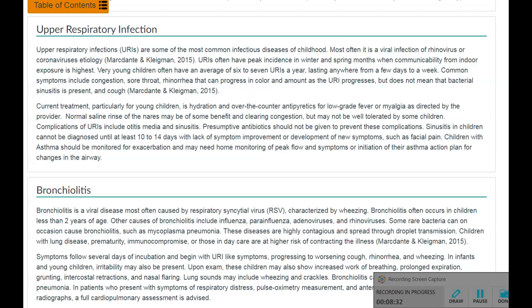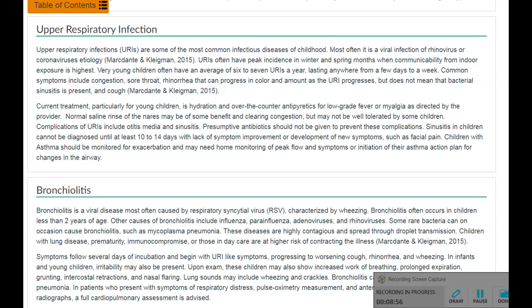Very young children often have an average of 6 to 7 URIs a year, lasting anywhere from a few days to a week. That sounds like something that might be on a quiz, so I'm going to say it again. Very young children often have an average of 6 to 7 URIs a year, lasting anywhere from a few days to a week. Common symptoms of URIs include congestion, sore throat, rhinorrhea, that can progress in color and amount as the URI progresses, but does not mean that bacterial sinusitis is present, and cough.